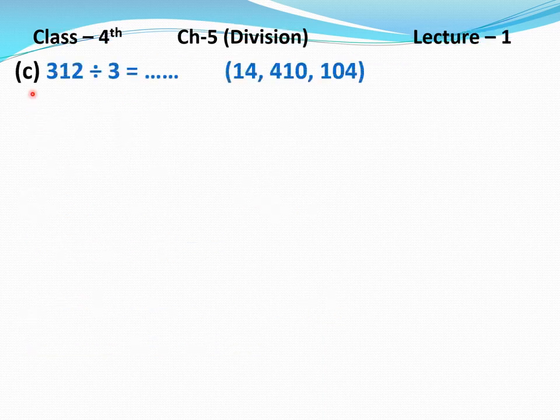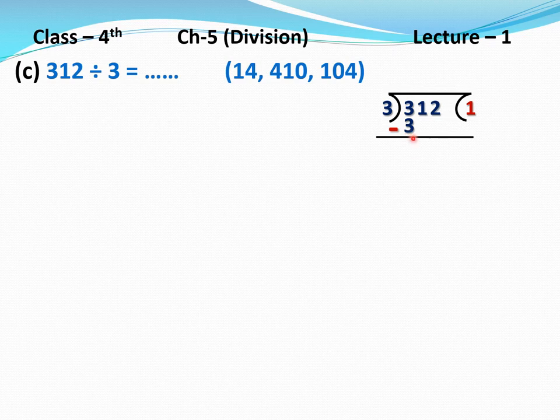Now C part: 312 divide 3 equal to dash. Options are given: 14, 410, 104. You have to take the correct quotient. So divide 312 by 3. So see, multiply this 3 by 1. So what will you get? You will get 3. So 3 multiply 1 equal to 3. Now subtract this. 3 minus 3, 0. Now put 1 here. See, 1 is less than 3. So we will take one more number, that is 2. So take this number 2. So the number will be 12.